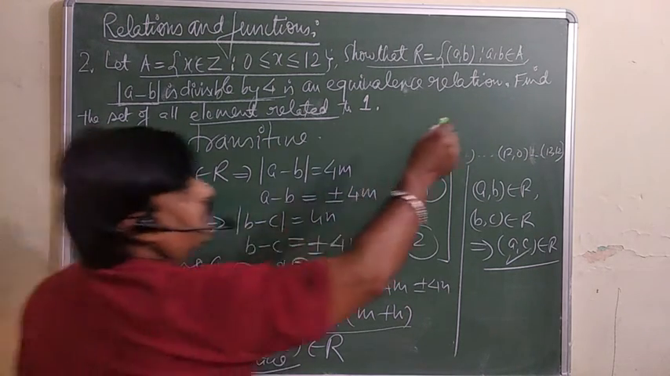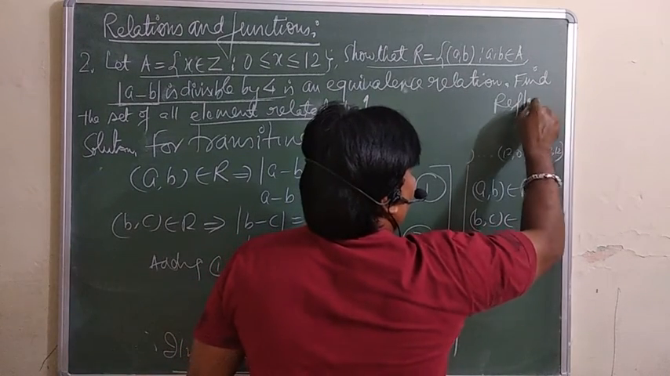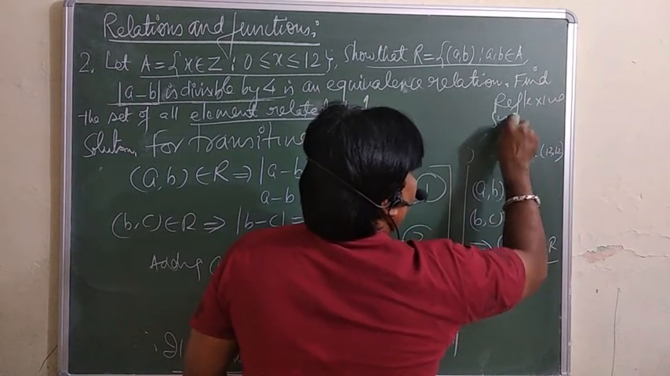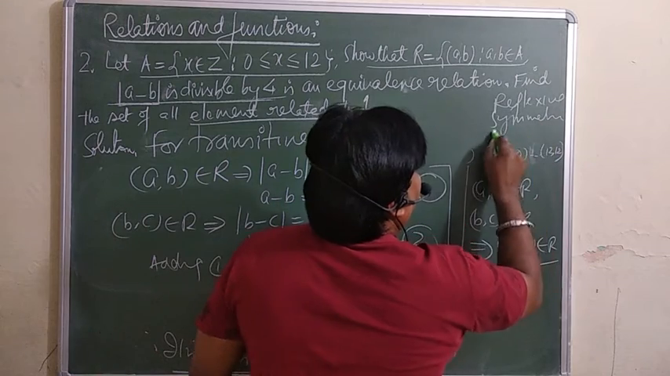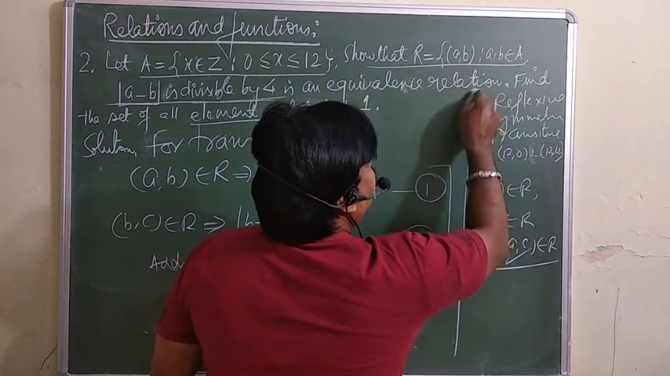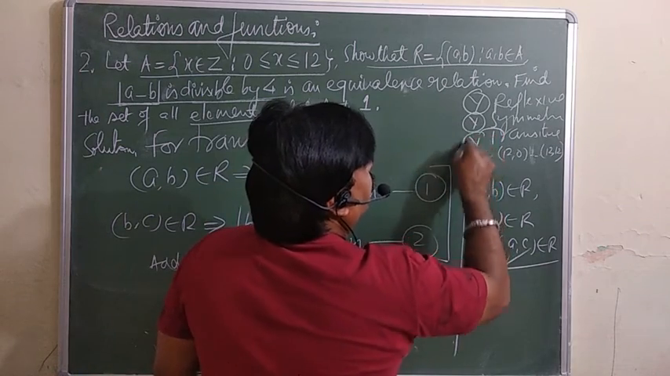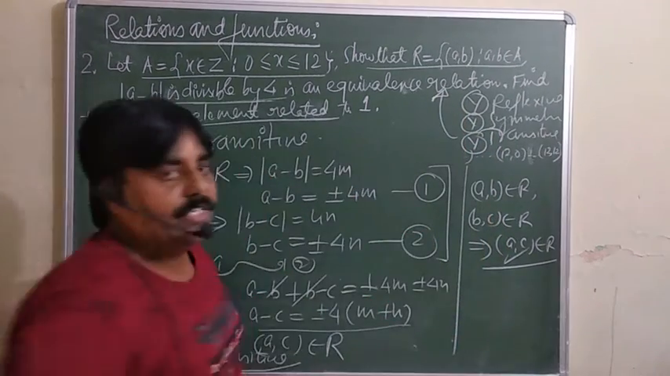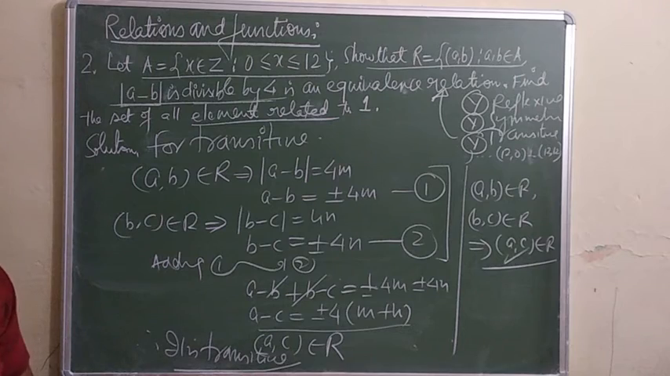And if it is symmetric, पहला क्या था, reflexive हुआ, then symmetric, and then transitive. It means yes, yes, and this is yes. So that is an equivalence relation. It means it is an equivalence relation.